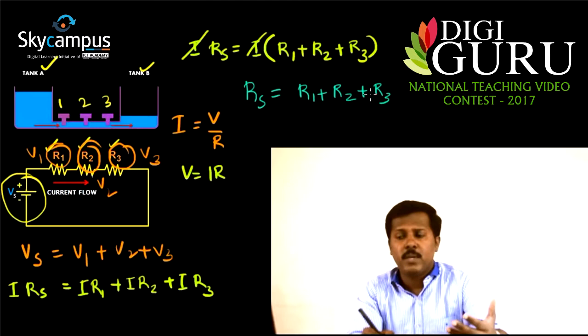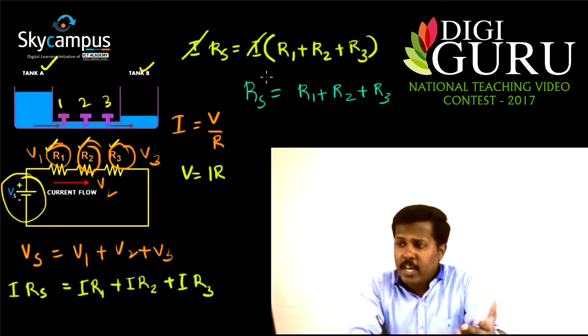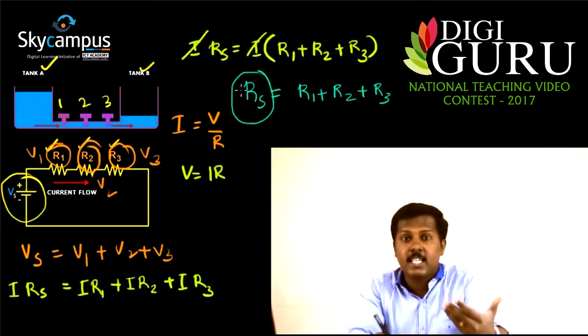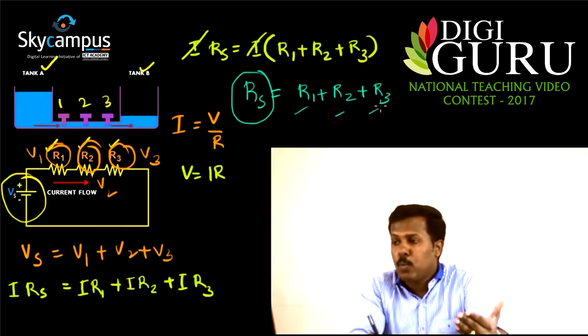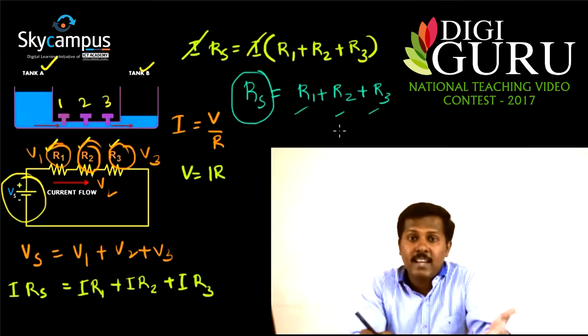So what does this equation say? This equation gives the total resistance due to series connection of resistors. That is why Rs is equal to R1 plus R2 plus R3. That is, the total resistance in a series circuit is equal to the sum of the individual resistance values.